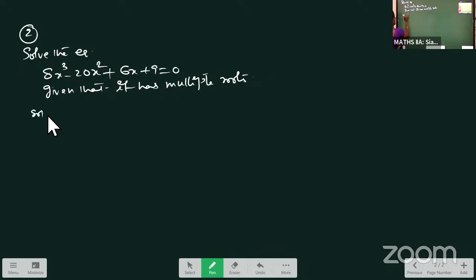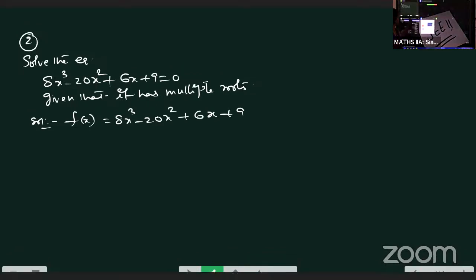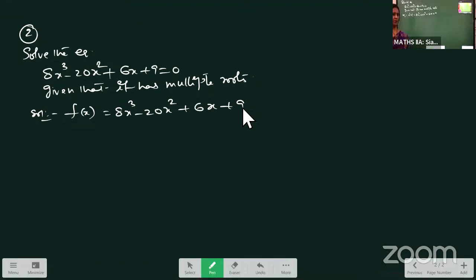Solution. Name this one as f of x is equal to 8x cube minus 20x square plus 6x plus 9. Do you know that in first year we have done differentiation? How many people are able to do that, I don't know, but we have to differentiate to get f dash of x.